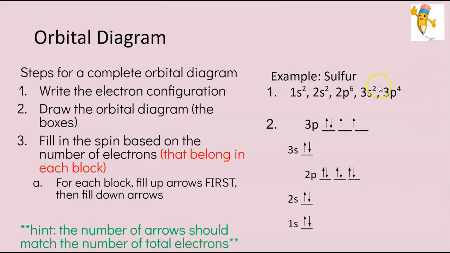Again, we're writing out the electron configuration so we can double check ourselves. Our first s orbital should have 2 electrons. Our second s orbital should have 2 electrons. Our 2p should have 6. Our 3s should have 2, and then our 3p should have 4. So just make sure you have the correct electron configuration, and then you can double check your orbital diagram against it. These can be tricky.